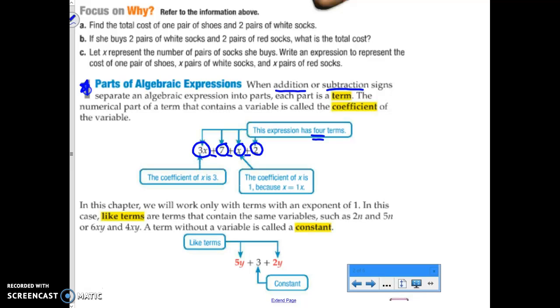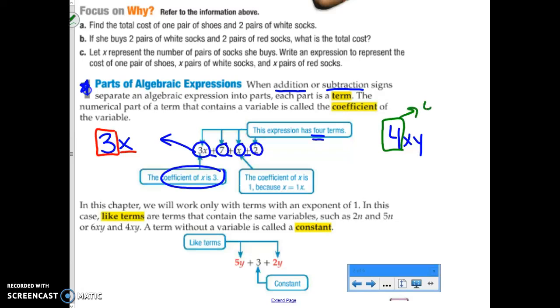So here we can see that this expression has 4 terms. Then that numerical part of the term that contains the variable: if I took out 3x, I would look at this term and say, here's my variable and here's the numerical part of my term. This 3 then is the coefficient of x. If you had something that looked like 4xy, again, you would look directly before that variable, and 4 is your coefficient.